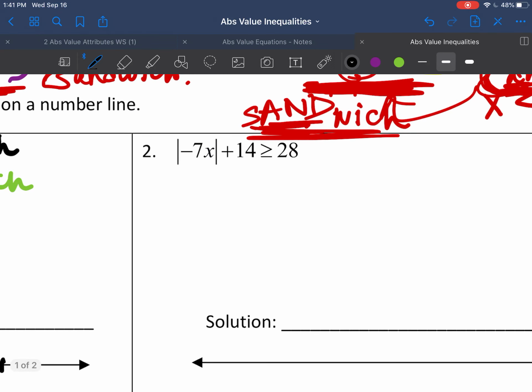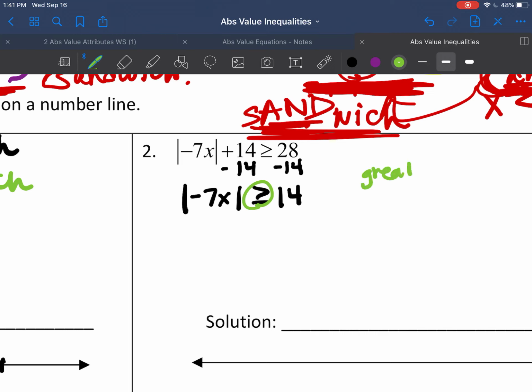Okay, for number 2, I'm not ready to make any decisions yet. I have to isolate the absolute value first. And so I need to subtract 14. That leaves me with absolute value of -7x greater than or equal to 14. Now we are ready to make our decision. This right here is a greater, and so I'm going to use the word or, and I'm going to have 2 intervals for my answer.